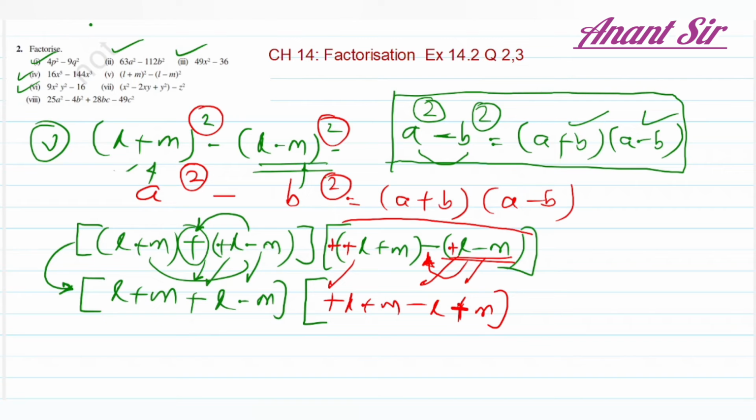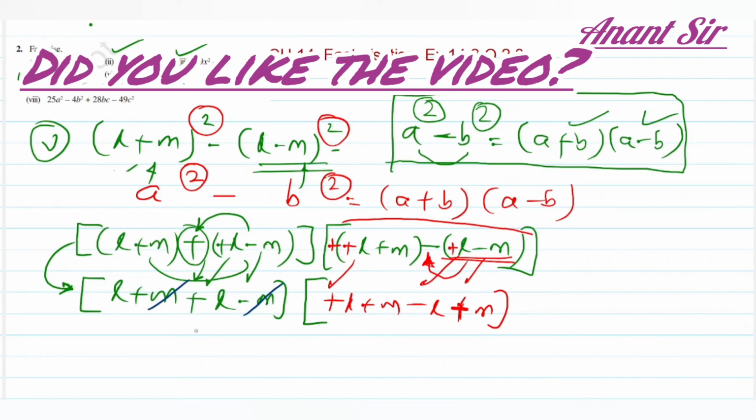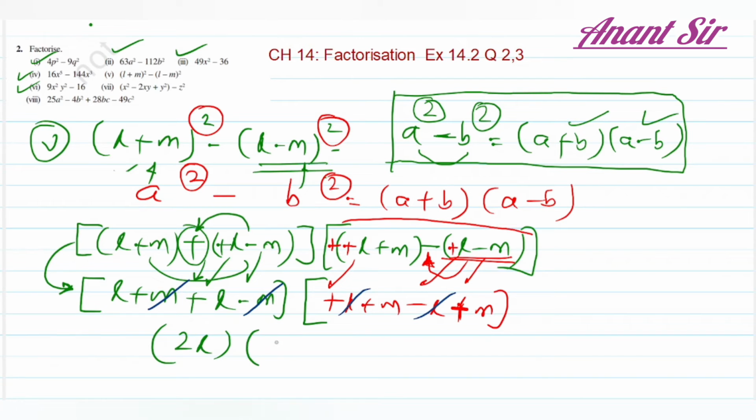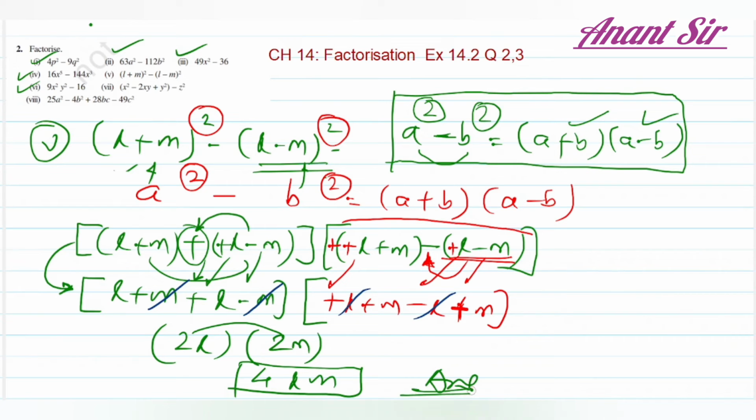So now I have to solve the like terms if there are any. So minus m plus m gets cancelled in the first bracket, minus L plus L gets cancelled in the second bracket. So what remains in the first bracket is L plus L, 2L, and what remains in the second bracket is M plus M, 2M. So 2 times 2, 2 2s are 4, L into M is LM. So see, you get the same answer by solving by this method also. So you can solve this question by both the methods.